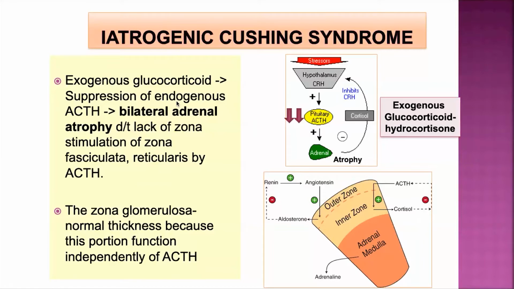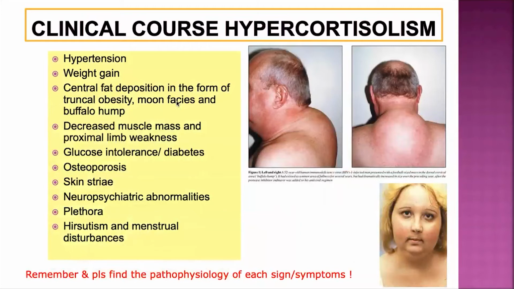That's why those who are on steroids, for example, patients with nephrotic syndrome or any immune disease like SLE, need to take the steroid. But whenever they cannot stop the drug suddenly, they need to taper down the dose, because it's very dangerous. The body needs to adapt to that slowly. So the clinical features of hypercortisolism, as I told you just now, you need to know by your fingertips.